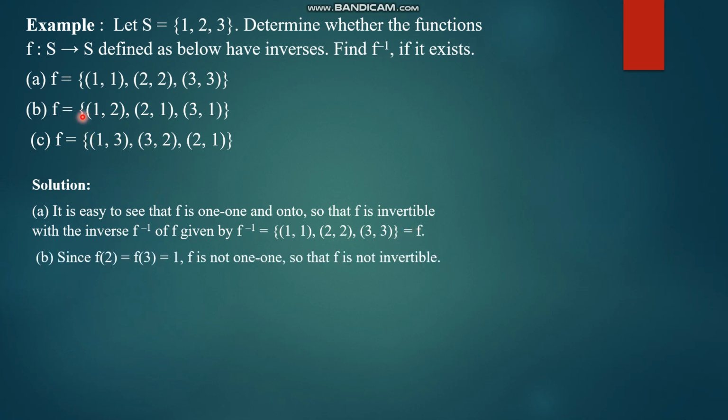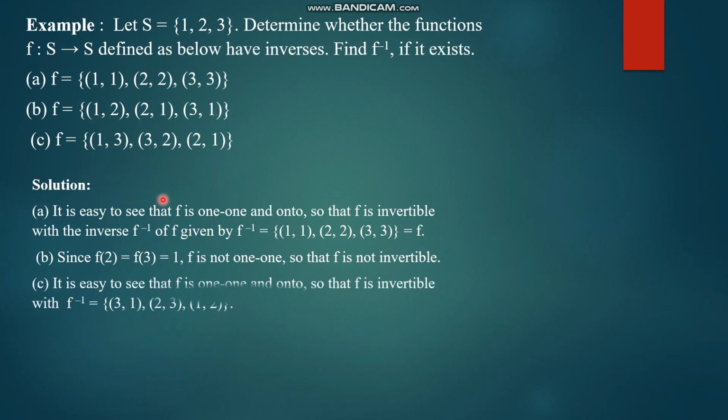But for the second problem, as you can see, 2 has the image 1, 3 also has the image 1. This should not be the case, because both have the same image, so this function is not one-one. So obviously there is no question of finding the inverse. The function is not invertible. And for the third one, it is easy.